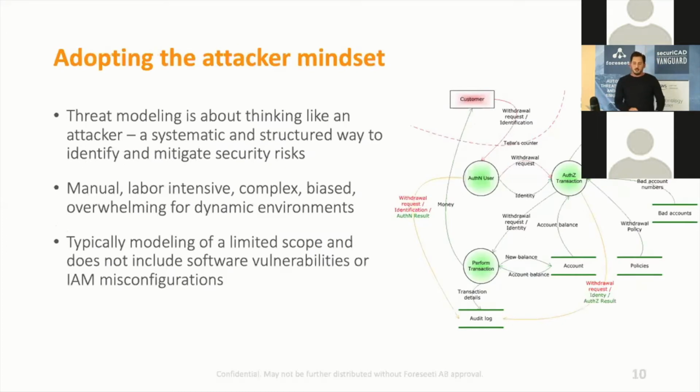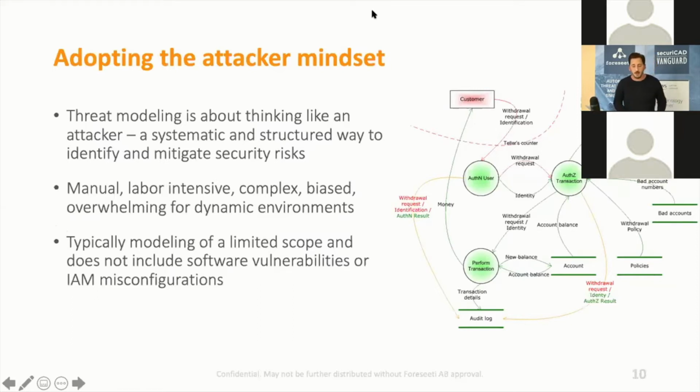But we also need to adopt the attacker mindset to our graph. And threat modeling is basically about thinking like an attacker. So it's a systematic and structured way to identify and mitigate security threats in your environment. And typically you do this by drawing with a pen and paper, or you do it on a whiteboard, or there are some drawing tools as well where you actually draw your threat models.